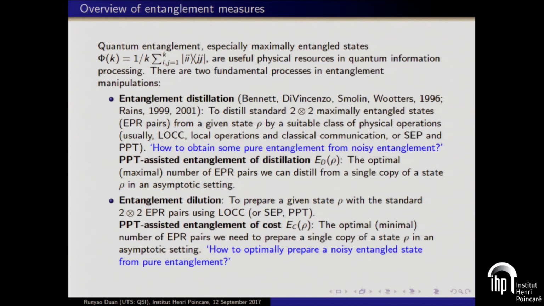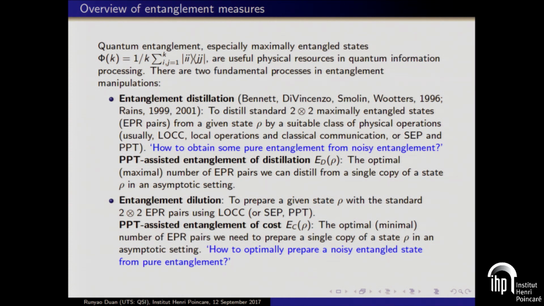And sometimes we consider a different process. This process is a little bit weird, but it's still very natural. It is called entanglement dilution. The idea is we want to prepare a noisy state rho, and we ask how many EPRs, or how many maximally entangled states, we need to prepare it. This seems a very weird process, but sometimes still useful.